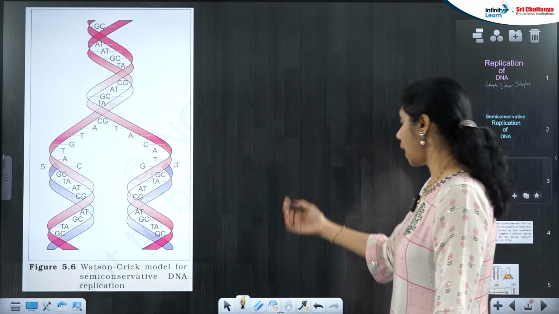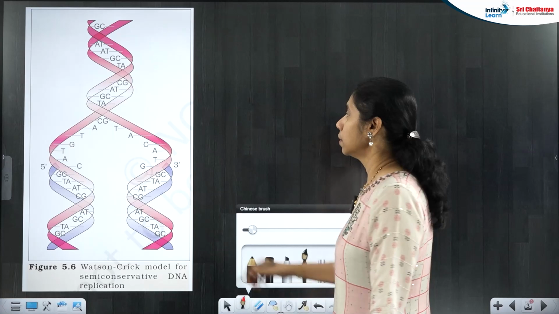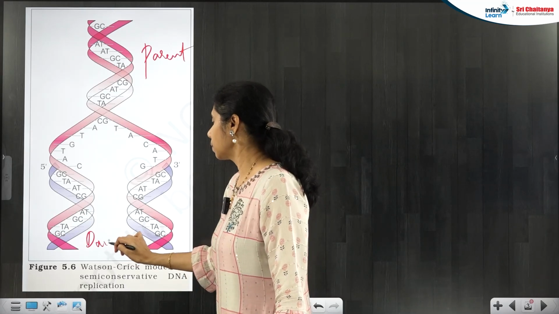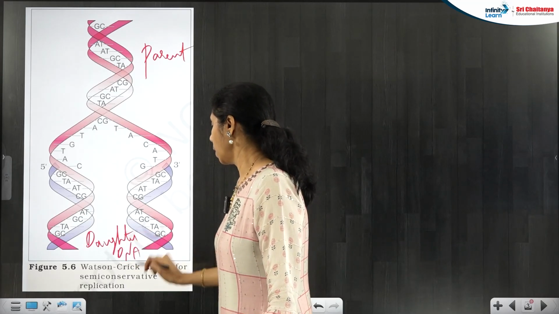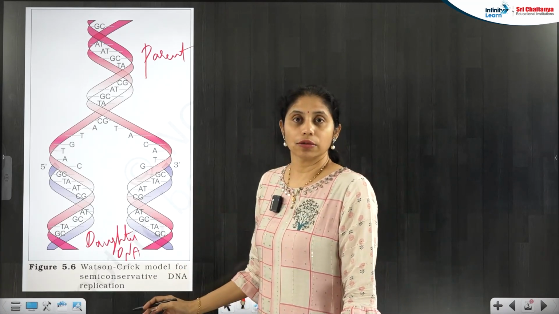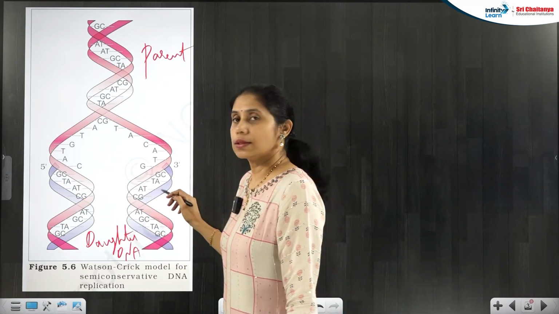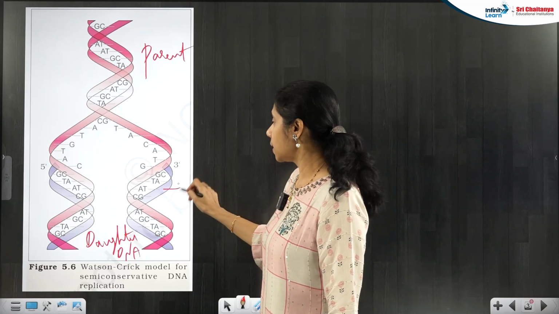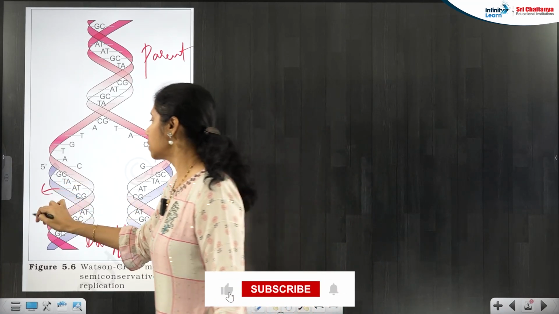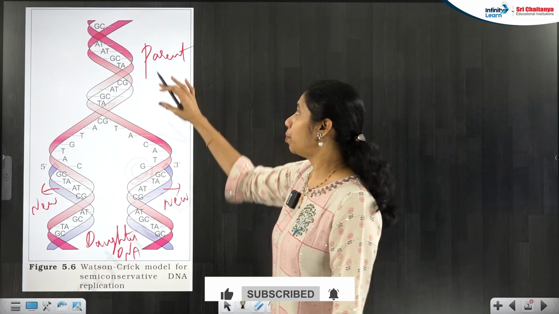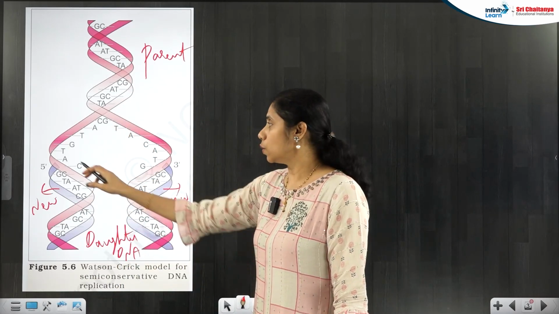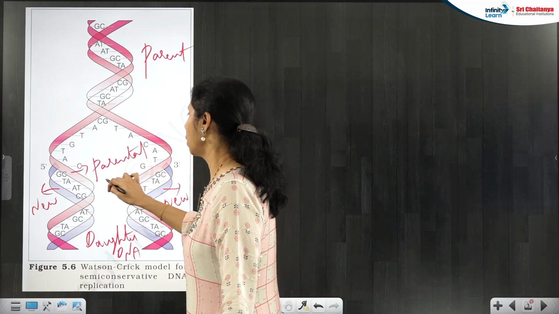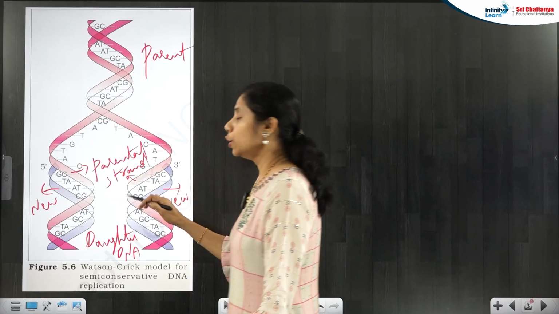Now you can see here, this is how the semi-conservative replication of DNA occurs. One parental DNA is there, and these two are the daughter DNAs. This is the Watson and Crick model for semi-conservative DNA replication. The red ones are parental DNA strands and the blue ones, the other color ones, are the newly synthesized strands. Once the newly synthesized strands are created, now from one parental DNA, two daughter DNAs are formed in which one strand, the red one, is a parental strand, and the blue one is a newly synthesized strand.